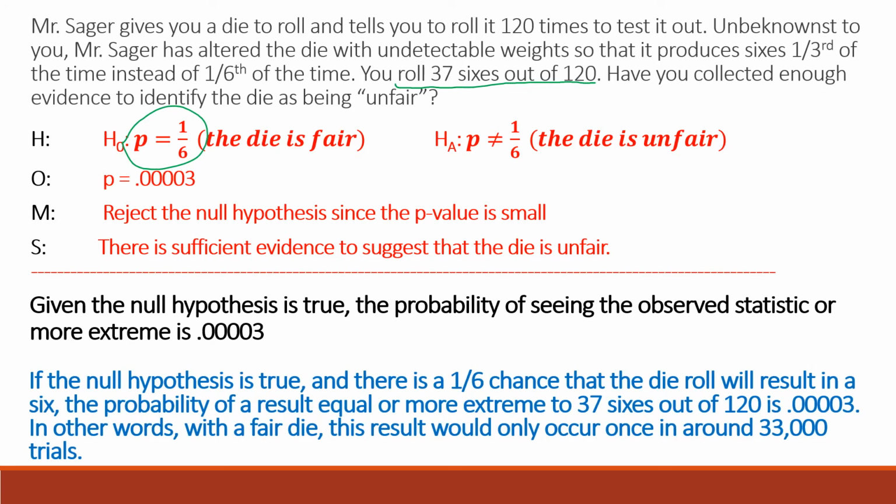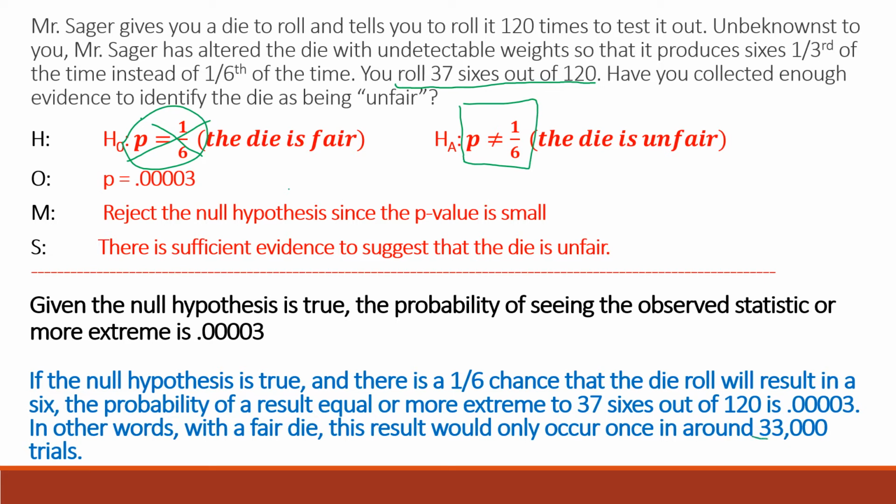In context, if the null hypothesis is true, and there's a 1/6 chance that the die roll will result in a 6, the probability of a result equal or more extreme to 37 sixes out of 120 is 0.00003. In other words, with a fair die, this result would only occur once in around 33,000 trials, and that's why when we reach this conclusion, we say this is probably not the actual proportion of sixes that we'll be getting. The null hypothesis is rejected, and we conclude that there's something other than 1/6 for the actual proportion of sixes.